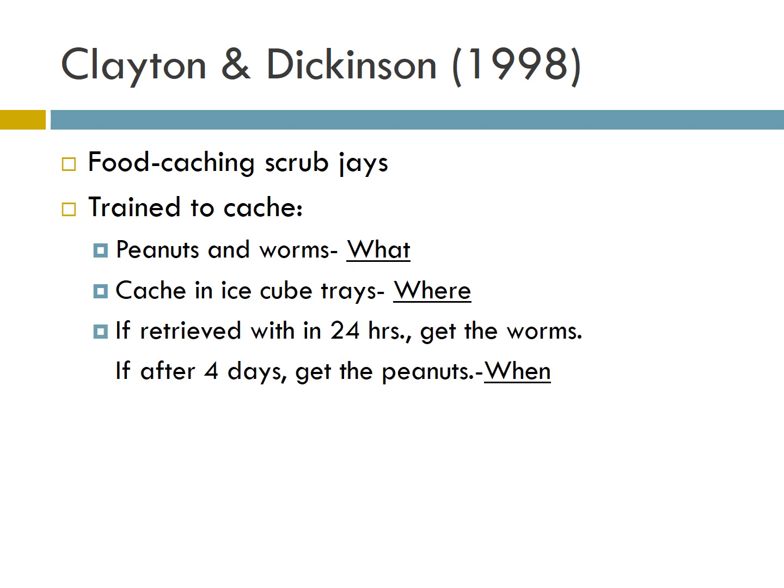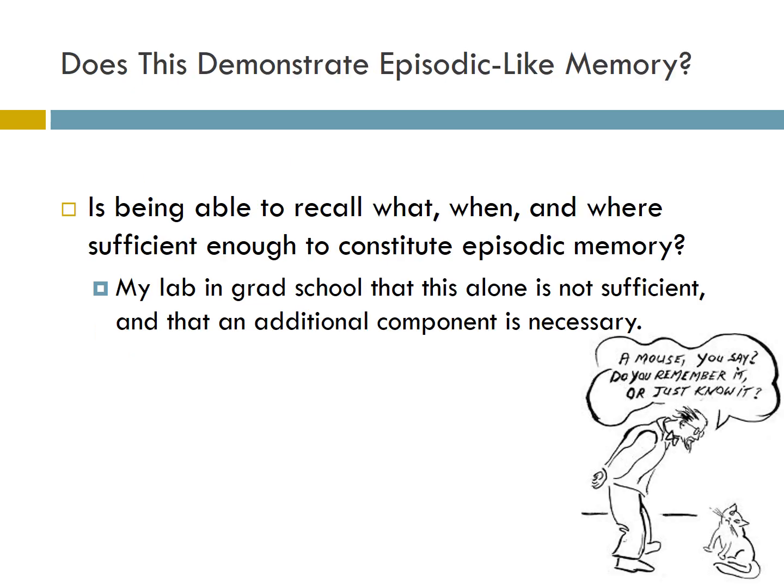And then this one was quite important, the when. So the rule here would be, if these scrub jays were allowed to go back and retrieve their food item that they cached within a day's time, they should go get the worms because they would still be good. But if they were allowed to go back 4 days later, they should go get the peanuts because the worms won't be good anymore. They'll be bad at that point. They should retrieve the peanuts. And the test is, do the jays remember where they cached the item? And given the time frame that they're allowed to go back and retrieve the item they cached, do they go get the appropriate item? And the answer is that they did.